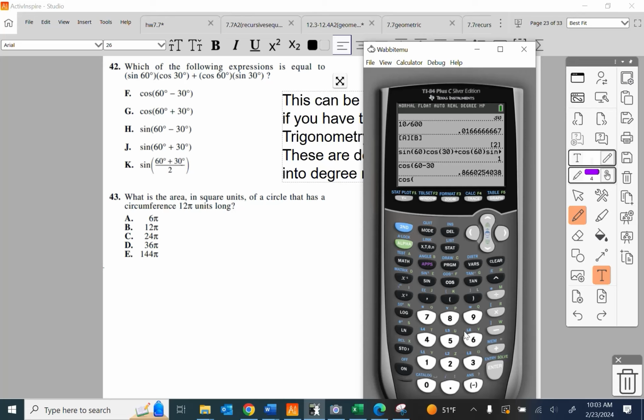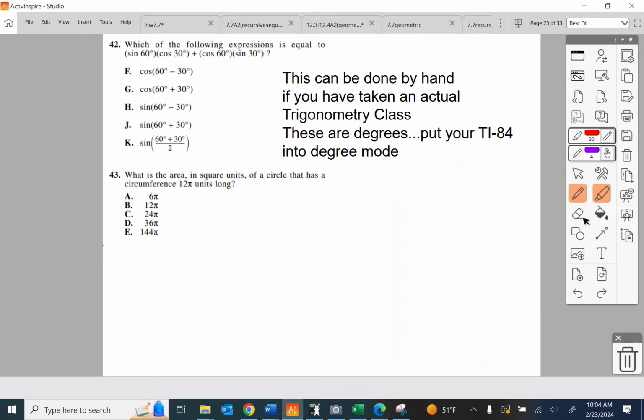I must be wanting to go somewhere with this in my head. Nope. It's going to be this one. Look at J, sine of 60 plus 30. So even as tired as I am, you may have heard me slip there. My brain was saying what the correct answer was going to be. And it's J, just by pushing buttons.